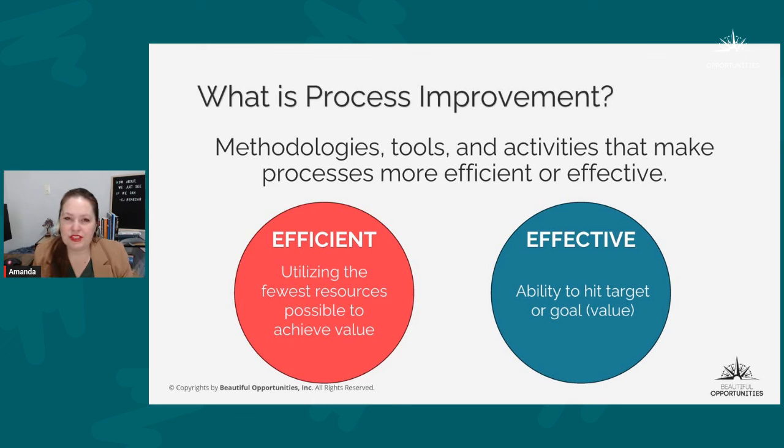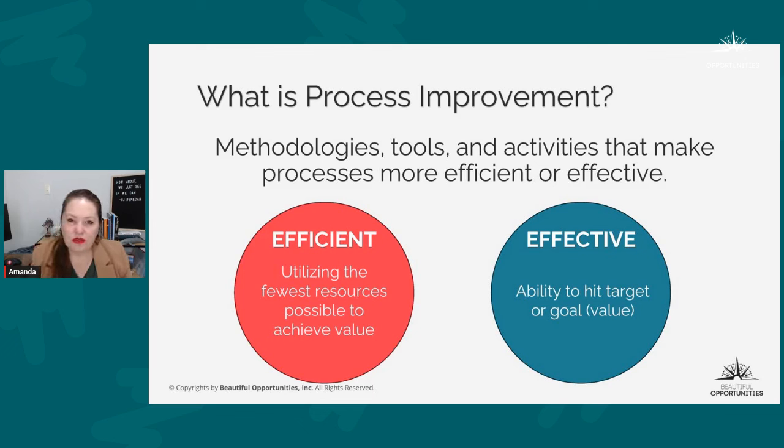Now, there's two levers that we're going to pull, or two things that we're going to see change as we implement process improvements. We're either going to make processes more efficient or we're going to make processes more effective. Efficient processes, making them more efficient, means that we're utilizing the fewest resources possible to achieve value. Effective, on the other hand, is the ability to hit that target or that goal, that value for our client over and over again, to hit that right on the head.